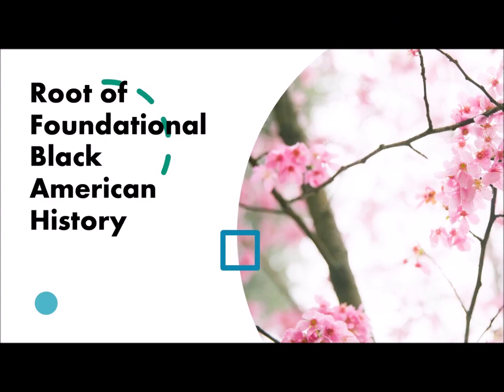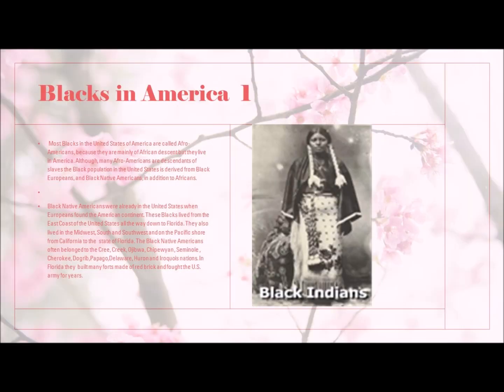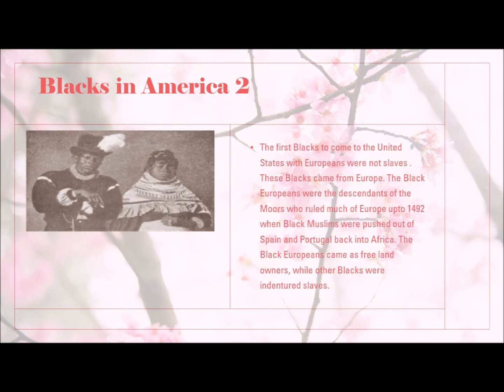Black Native Americans were already in the United States when Europeans found the American continent. These Blacks lived from the east coast of the United States all the way down to Florida. They also lived in the Midwest, South, and Southwest, and on the Pacific shore from California to the state of Florida. The Black Native Americans all belonged to the Cree, Creek, Ojibwa, Chippewa, Seminoles, Cherokee, Dogere, Papago, Delaware, Huron, Iroquois nations. In Florida, they built many forts made of red brick and fought the United States Army for many, many years.